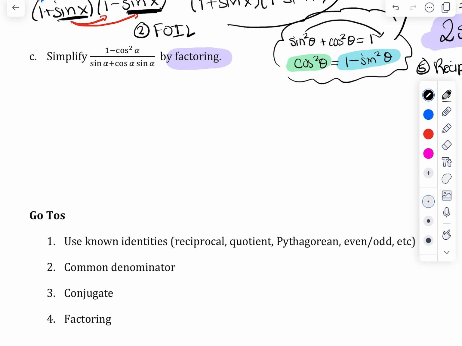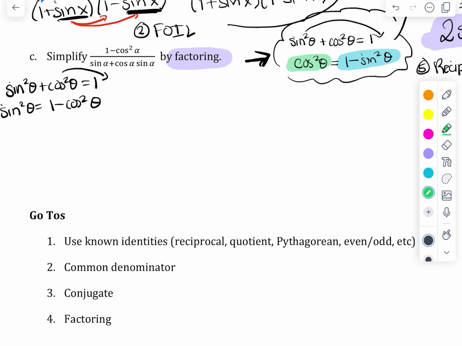Now, in the top, we've already talked about this one. It's this little guy right here, what we just did. But instead of being 1 minus sine squared, it is 1 minus cosine squared, but it works the same. And I'm going to write it again. Remember, our identity is sine squared theta plus cosine squared theta equals 1. So instead of moving the sine squared theta over, I'm going to move the cosine squared over. And that's going to give me sine squared theta is 1 minus cosine squared theta.